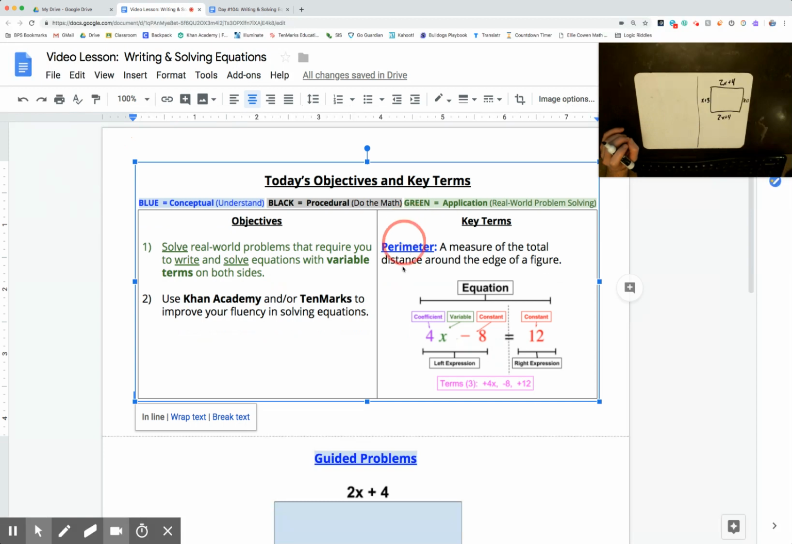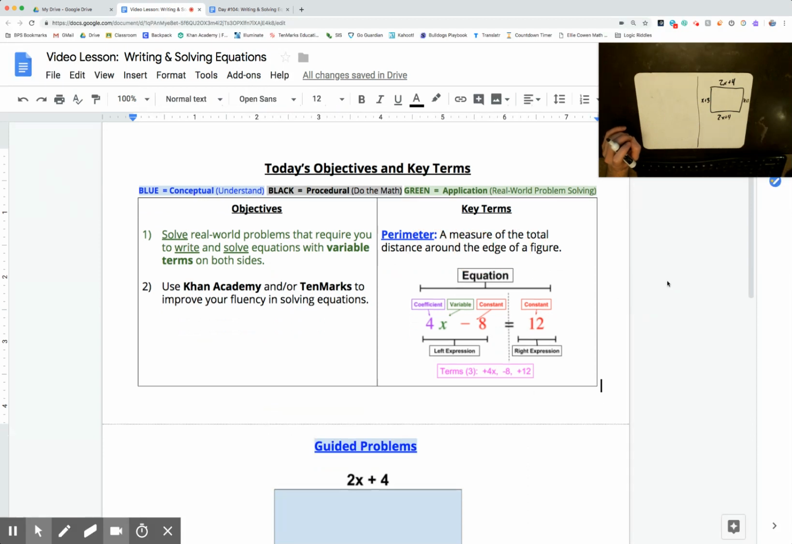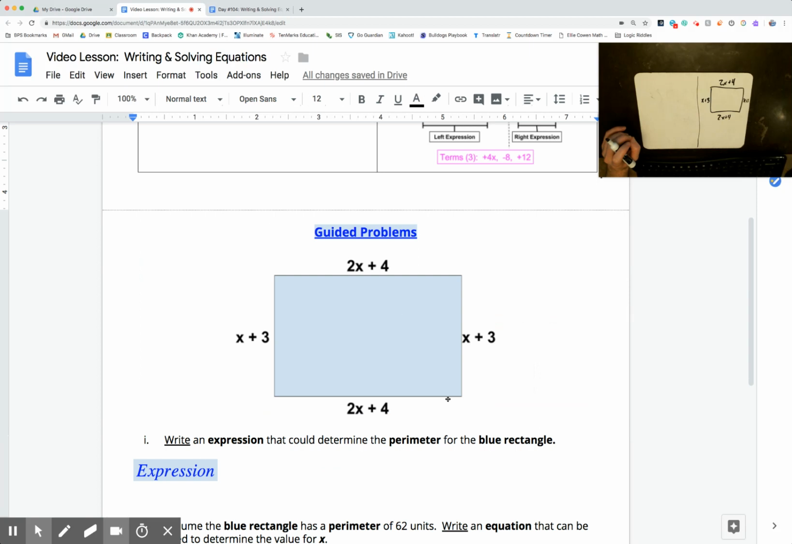Perimeter, as you should recall, we talked about it earlier this year. You've worked on it in past grades. That's a measure of the total distance around the edge of a figure. So if we have triangles, squares, perimeters, say how long is the distance all the way around the edge of the figure.